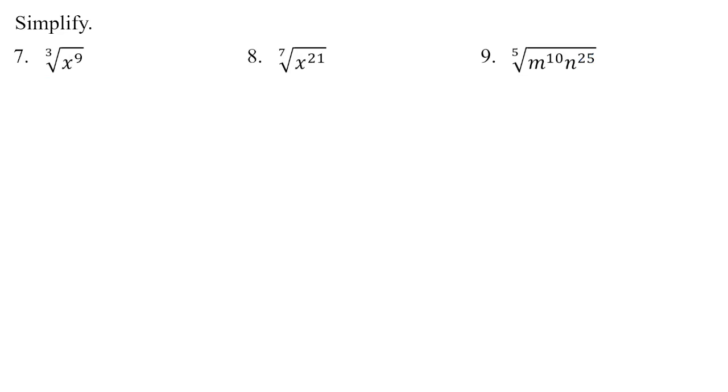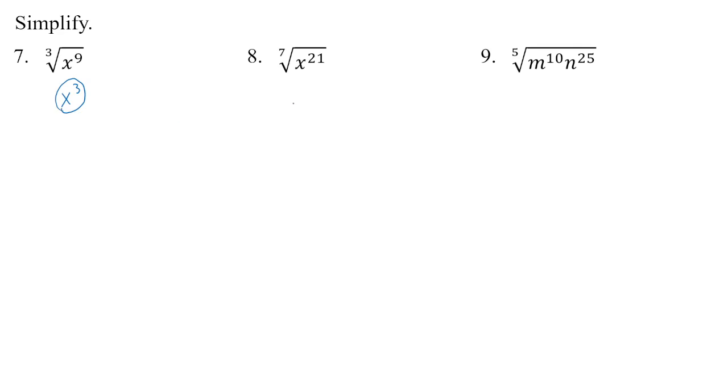Let's say you want to find the cube root of x to the 9th. Well, all you got to do is divide the exponent by the index. Therefore, 9 divided by 3 is 3. Therefore, this will be x to the 3rd.